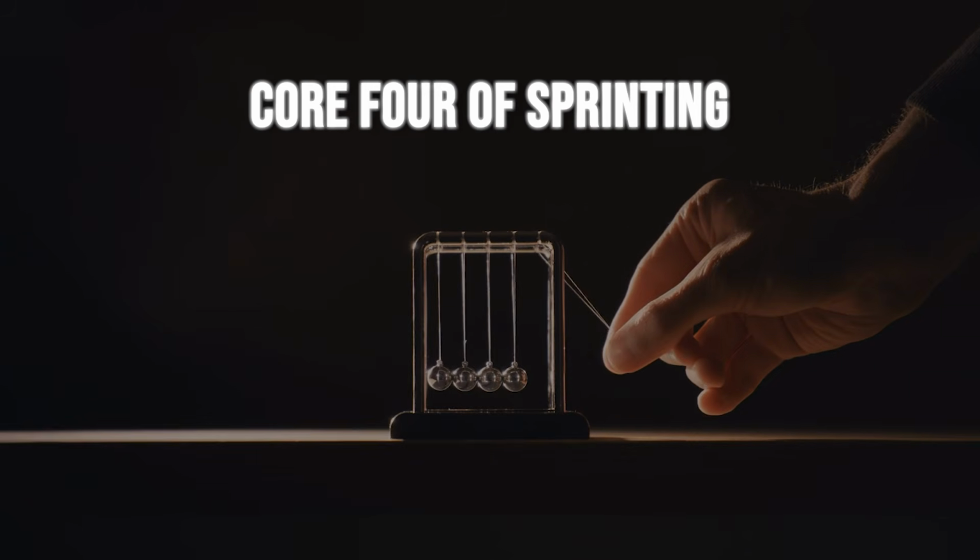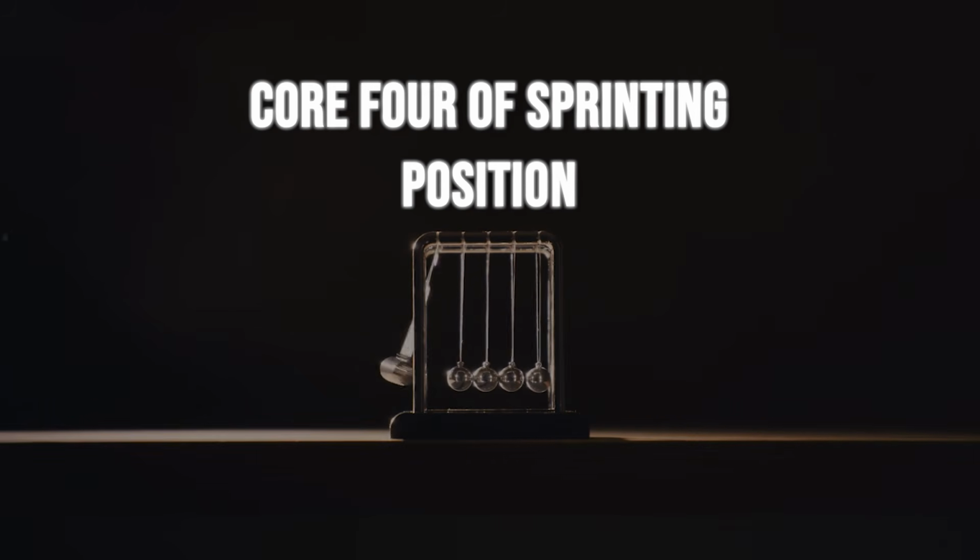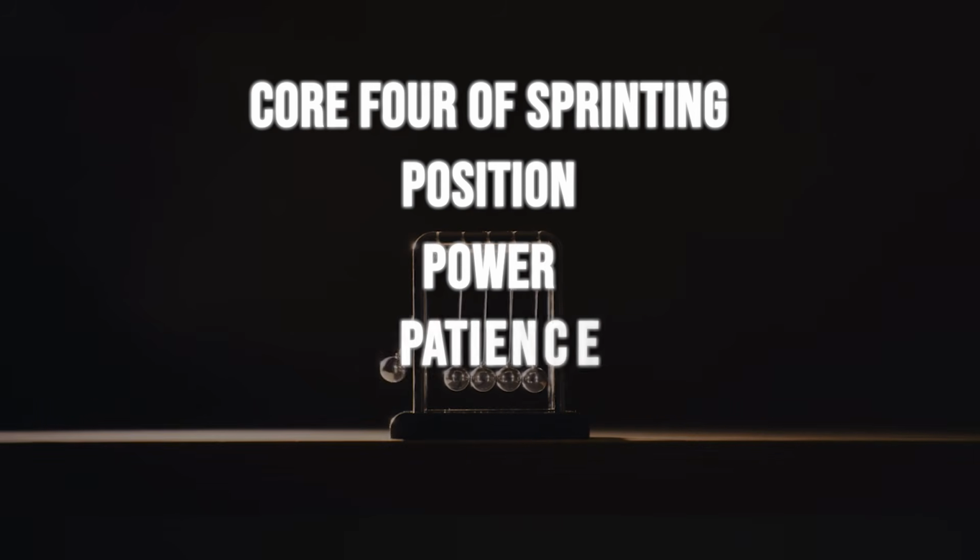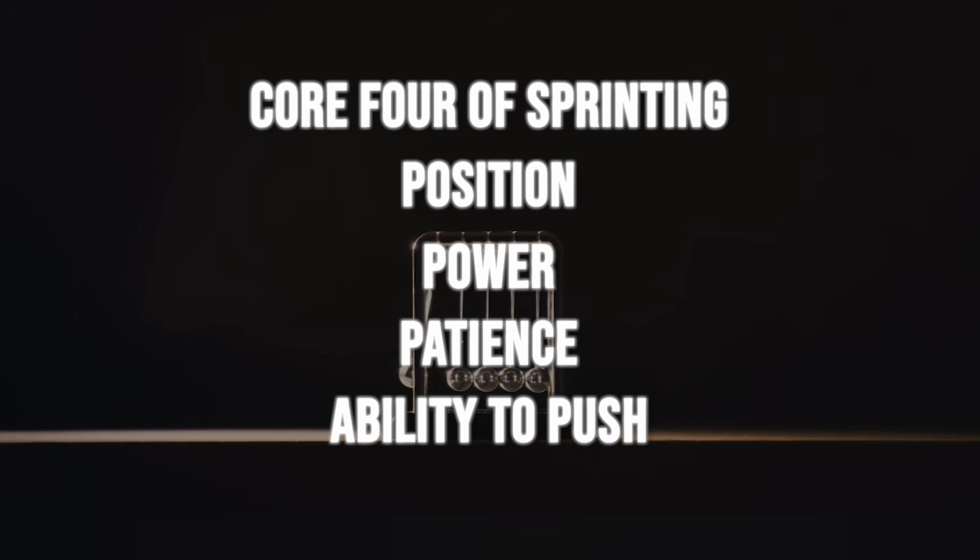Number 7, video is your coach. So you need to film every single sprint. Use slow motion. And when breaking down your film in slow motion, check for these 4 things I call the core 4 of sprinting. It includes your positions, your power, your patience, and your ability to push. Those 4 core P's are all you need to focus on when breaking down your film analysis. Because every elite coach I know uses film. So be your own coach and take that initiative.